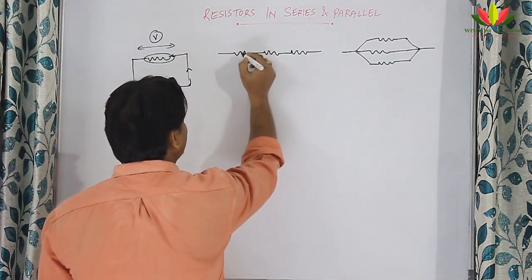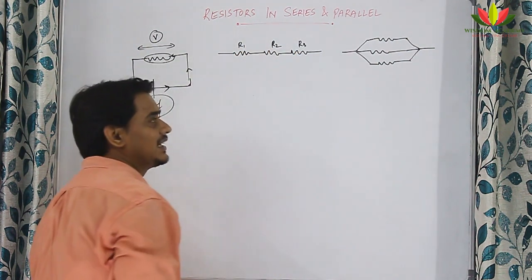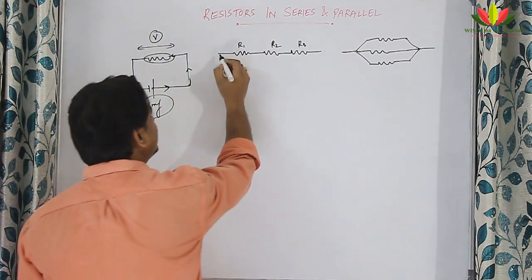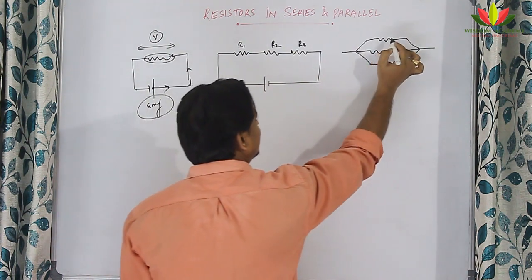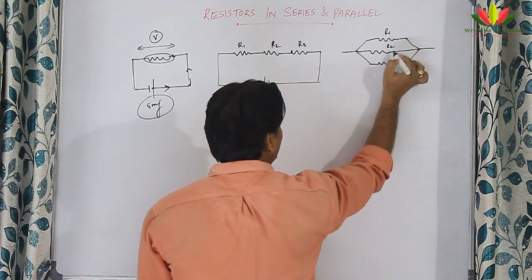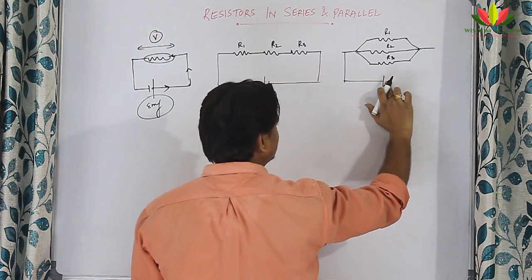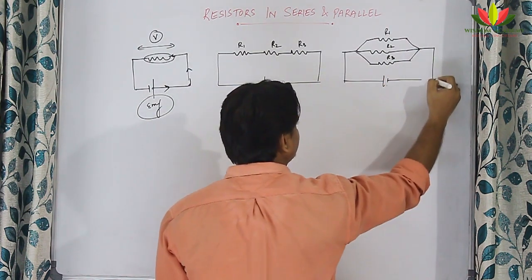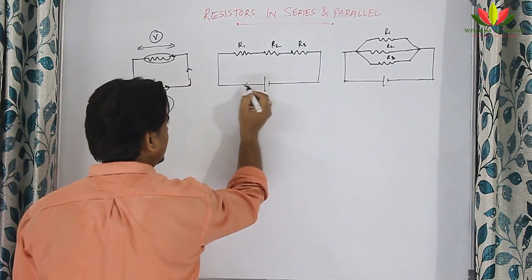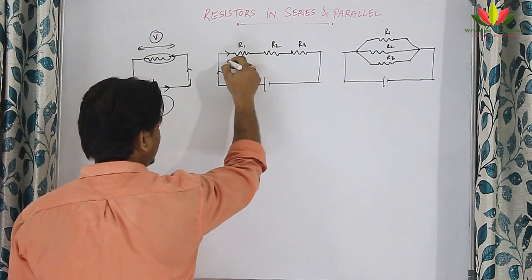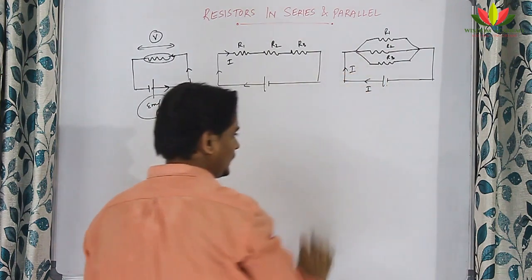So, let me assume there are three resistances R1, R2, R3 which are connected in series with a source of potential difference like this. And here I have three resistances R1, R2 and R3 connected in parallel to a source of potential difference like this. Now, this being the positive terminal, this is the negative terminal, the current starts to move in this direction, I. Here, this is the current, right.